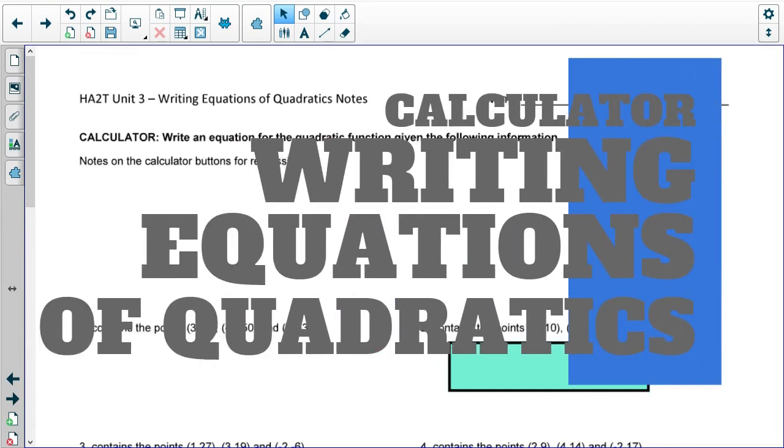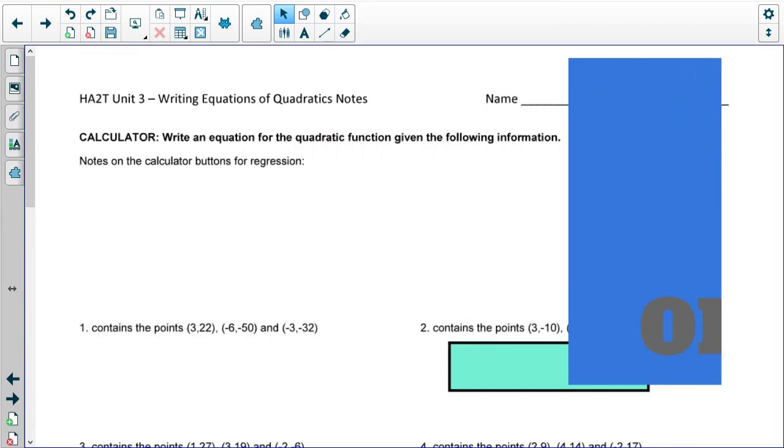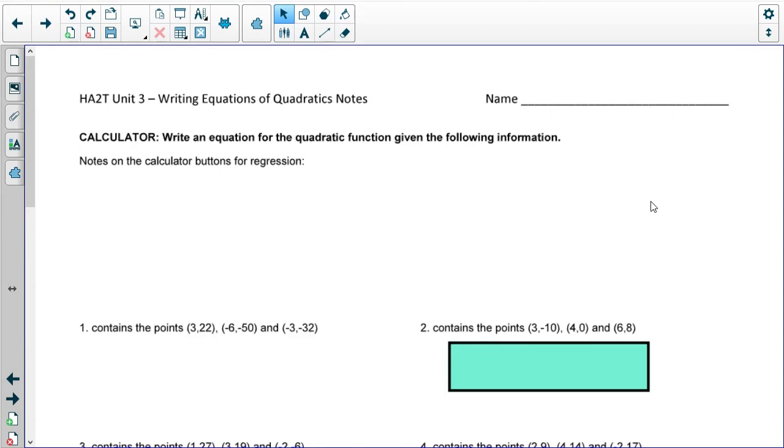We're now going to talk about writing equations of quadratics on the calculator. Here are notes for some calculator buttons, you'll see this in a minute, that you're going to want to press in order to do regression.